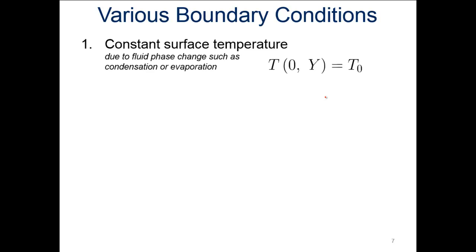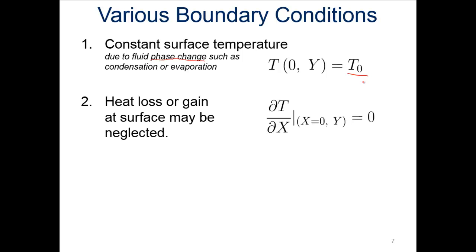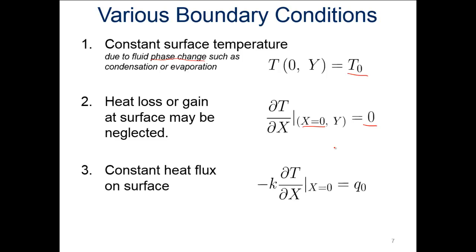So looking at some various boundary conditions we could have with this equation, we could have constant surface temperature. So usually this is due to a fluid phase change, such as condensation or evaporation. And so there we have the temperature at some location, in this case x equals 0, will be equal to some constant value. We could have heat loss or gain at the surface be neglected, so some type of insulation. So the temperature gradient at that location, in this case x equals 0, that gradient would be equal to 0. So that would represent no loss or gain from that location.